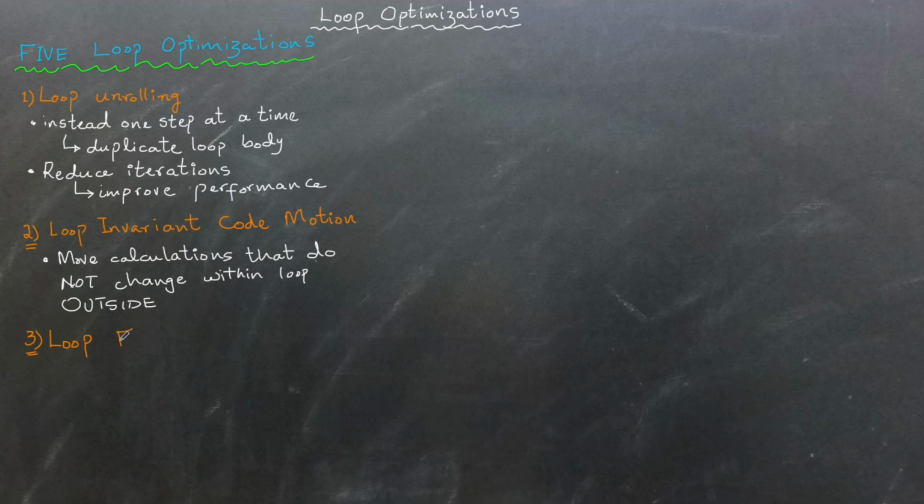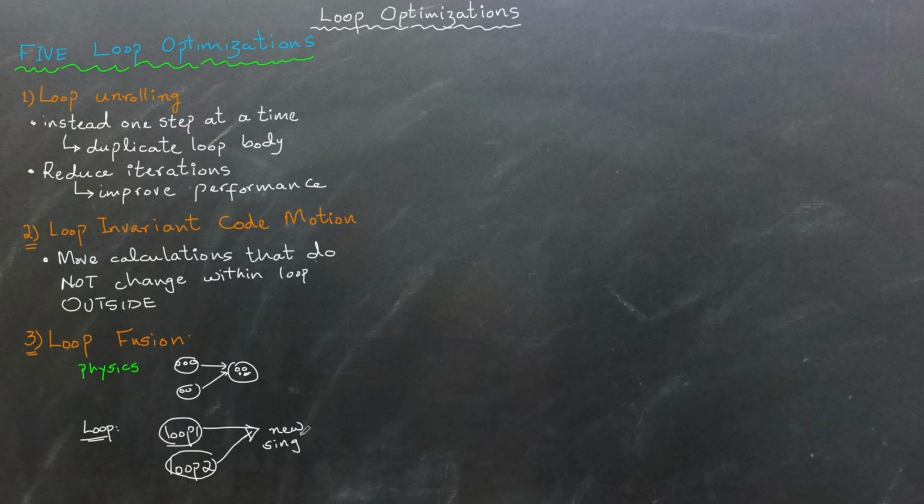The third technique is loop fusion. Recall nuclear fusion from physics, where we combine 2 or more atoms to make a single atom. Our sun gets its energy using nuclear fusion. The same idea can be applied to loops. If 2 or more loops iterate over the same range, we can combine them in one loop to reduce overhead.